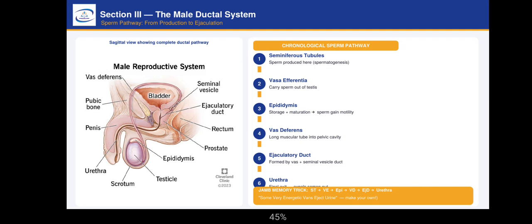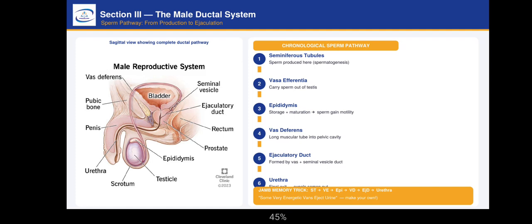Okay, and that is the meaning of the Very in that mnemonic down there. Some Very Energetic Vans. So that Very there stands for what? Vasa efferentia. Now, Energetic stands for the epididymis. Okay, so this is where sperm is stored after they are produced. They are produced in the seminiferous tubule. They are stored in the epididymis so that they can mature and gain energy. They gain motility. They'll be able to move.